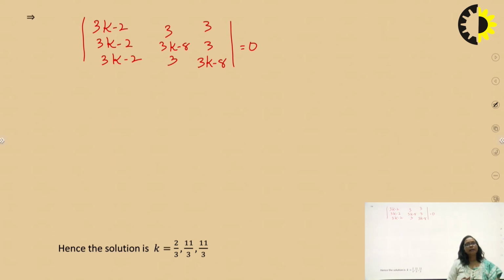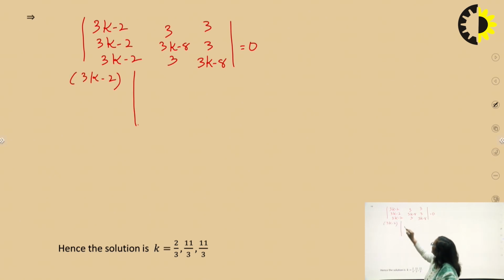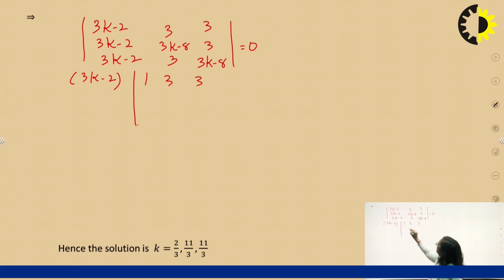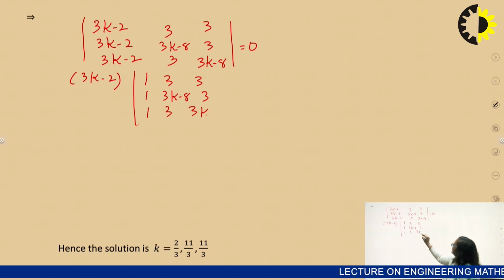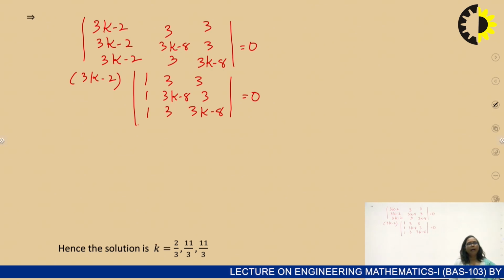So what do you do next? You know that this is a determinant. You can take the common element of the column 1 outside. So I'm taking this 3k minus 2 common out here, and inside I'm getting 1, 3, 3, then 1, 3k minus 8, 3, and 1, 3, 3k minus 8. Now it's very easy to simplify. I can solve it further by applying row transformations.